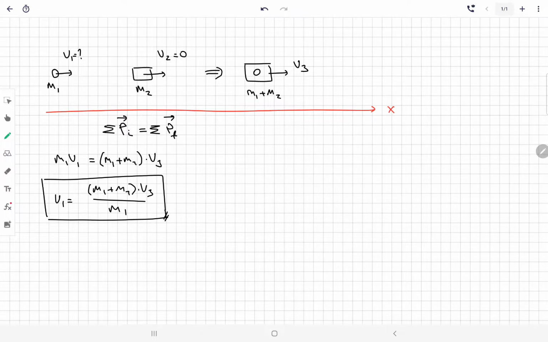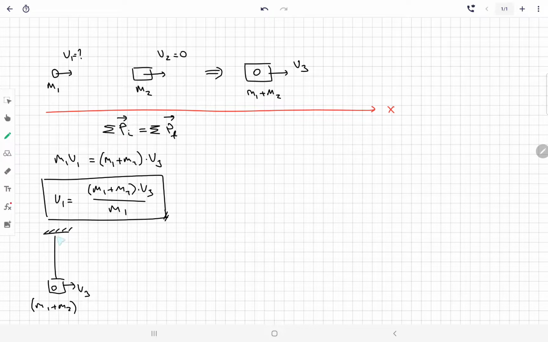But we have one problem. In this equation, V3 is unknown. So first of all, next step, we should find V3. So this is the second step. Let me draw it again. So immediately after collision, here we have a bullet inside the wood, total mass M1 plus M2. And the initial velocity for this stage will be V3.